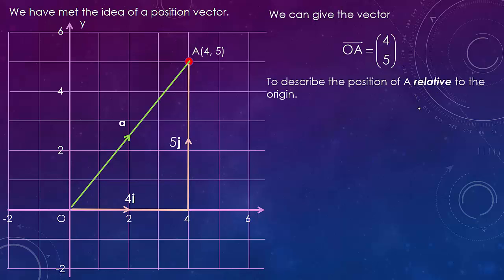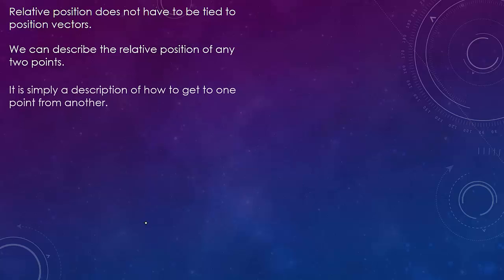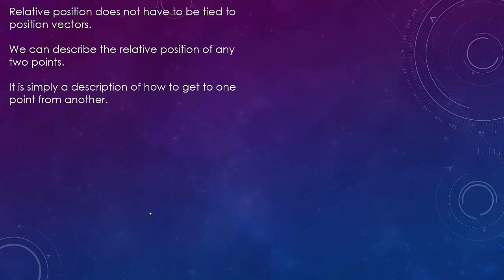When you see this word relative, imagine that you're standing at one of the points. In this case, you're standing at the origin, and you're describing how you would get to the point A. Relative position does not have to be tied to position vectors. We can describe the relative position of any 2 points. It's simply a description of how to get to one point from another.